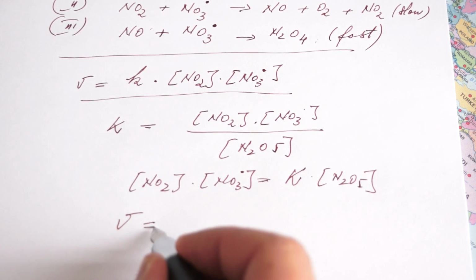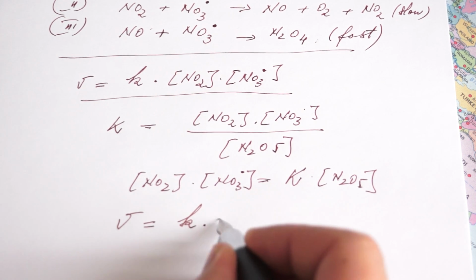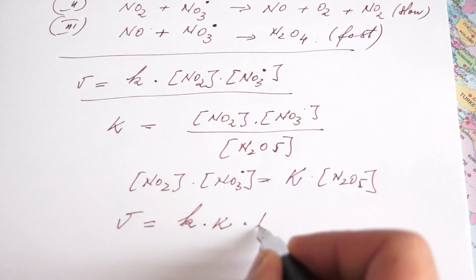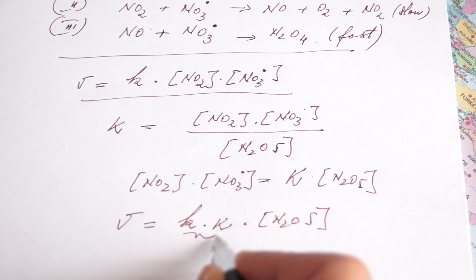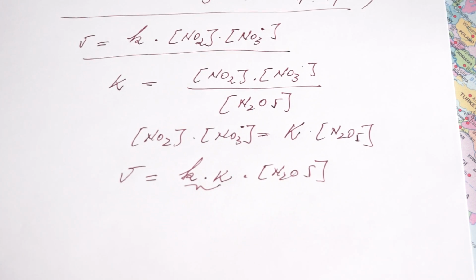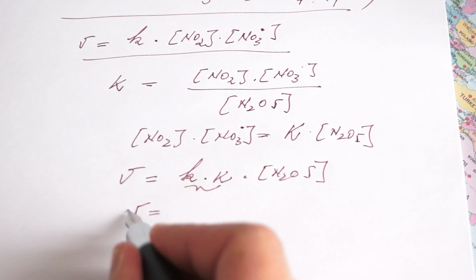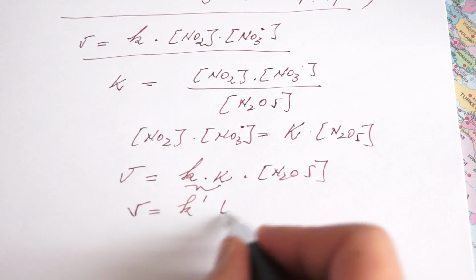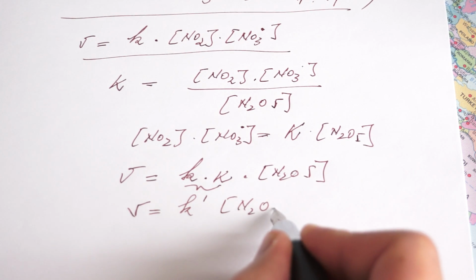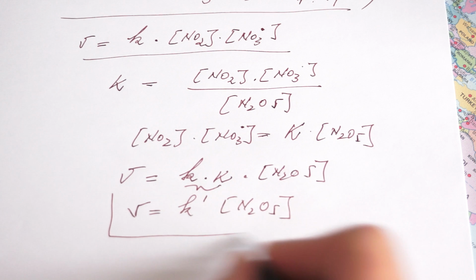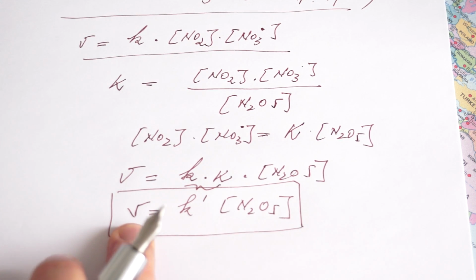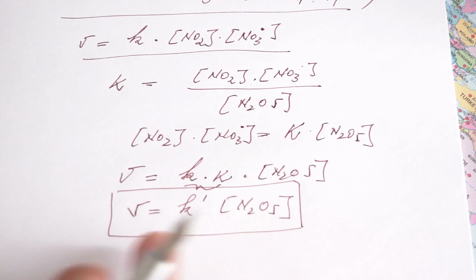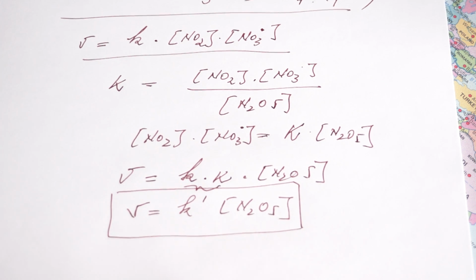So then we can replace this value in here. We get that the speed of reaction is K times K[N2O5]. But because the product of these two is always a constant, we can now write V equals K prime times the concentration of N2O5. And there you go, the demonstration of the kinetic law of the reaction.